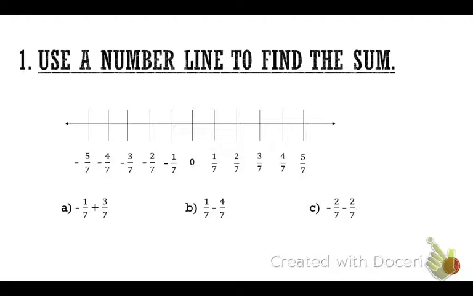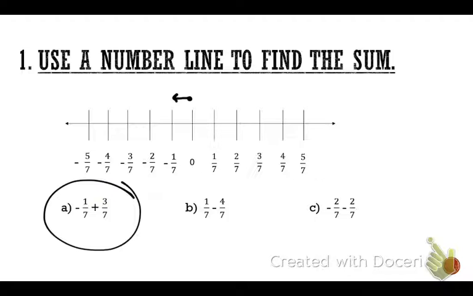So the first thing I want to talk to you about is how to use a number line to find the sum. Before you do anything, we will always be starting at a 0, okay? So I'm going to do this problem down here. Negative 1/7 plus 3/7. So if I start at the 0 and I'm going to negative 1/7, should I go to the left or should I go to the right for negative 1/7? To the left, okay? So I'm coming right here and you can see I have landed on the negative 1/7.